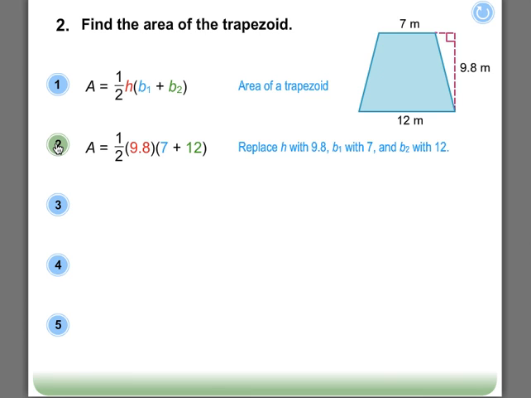Okay, so the area equals 1/2 times 9.8, which we get from here, times 7, which we get from here, plus 12, which we get from here. This is the base, this is the base, this is the height.